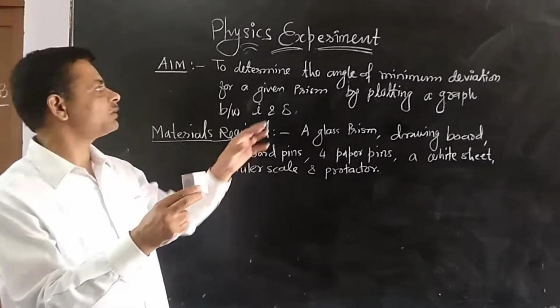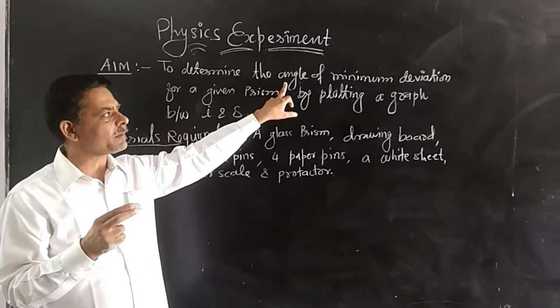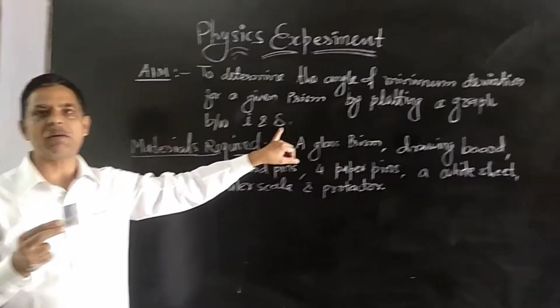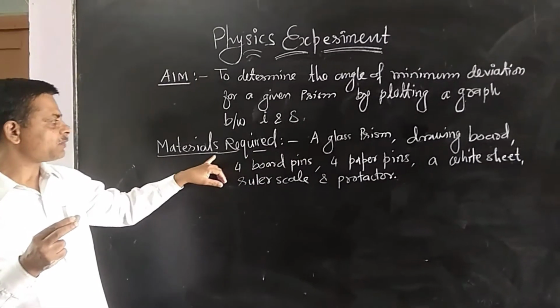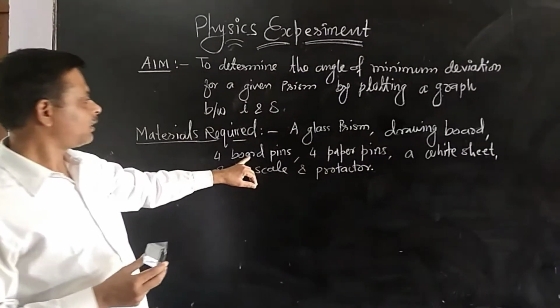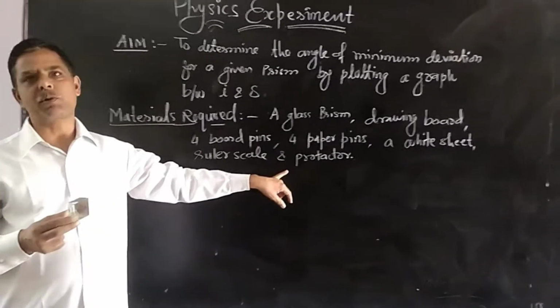Today we are going to see this experiment in which we will determine the minimum angle of deviation by plotting a graph between angle of incidence and angle of deviation. For this purpose, we will require some material. One is glass prism, drawing board pins, paper pins, white sheet, ruler, scale, and protractor.